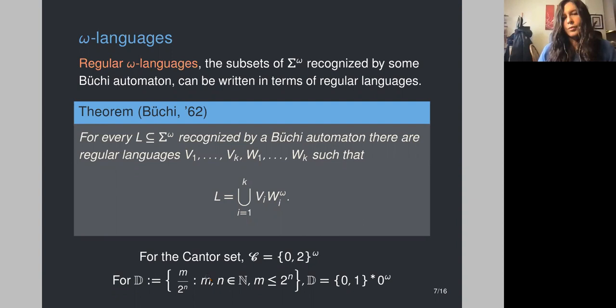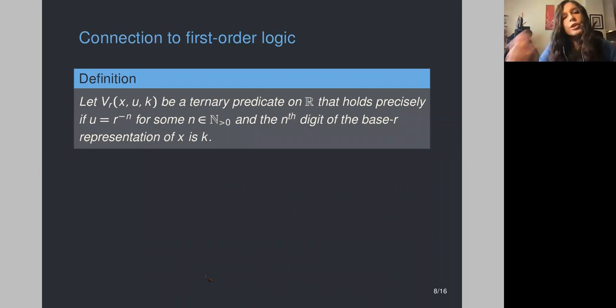Right. So connections to first order logic. There is this ternary predicate V_R, which holds for an input x, u, k precisely if u is R to the minus n for some positive natural number n, and the nth digit of the base R representation of x is k. We think of this V_R as telling us, if you go out to the digit corresponding to u, here's what the coefficient is in base R.